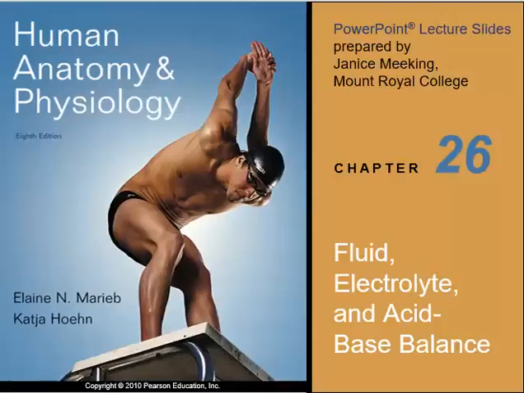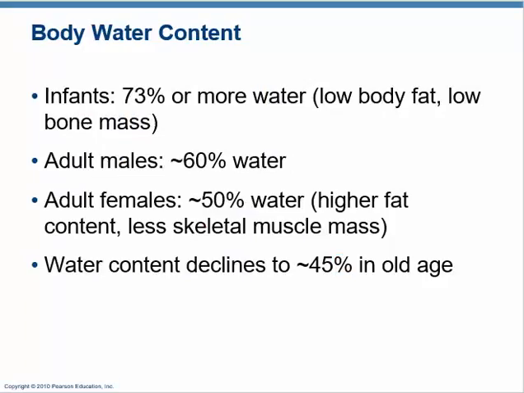So we're going to look at fluid, electrolyte, and acid-base balance in these next couple of videos. We'll start out with fluid. We're wet. As organisms, mammals have a lot of water. Babies are nice and dewy. They have 73% water.